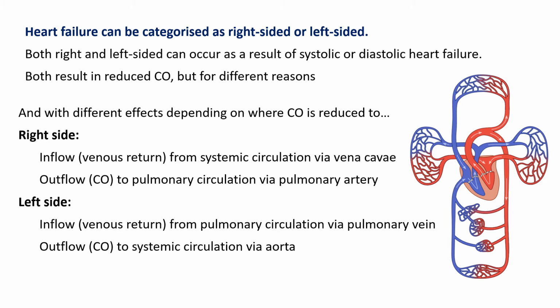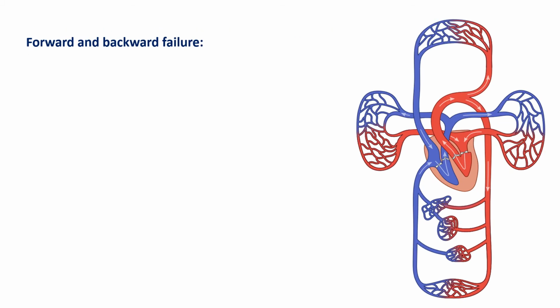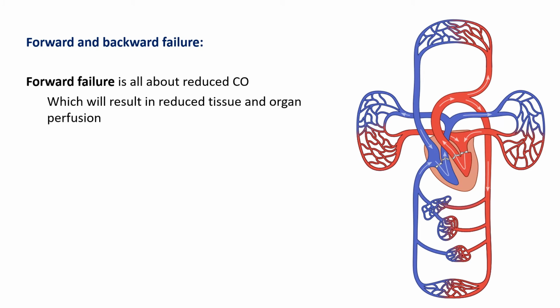It also gives us this concept of backward and forward failure. So, forward and backward failure. Forward failure is all about reduced cardiac output. Reduced cardiac output, of course, is going to result in reduced tissue and organ perfusion.